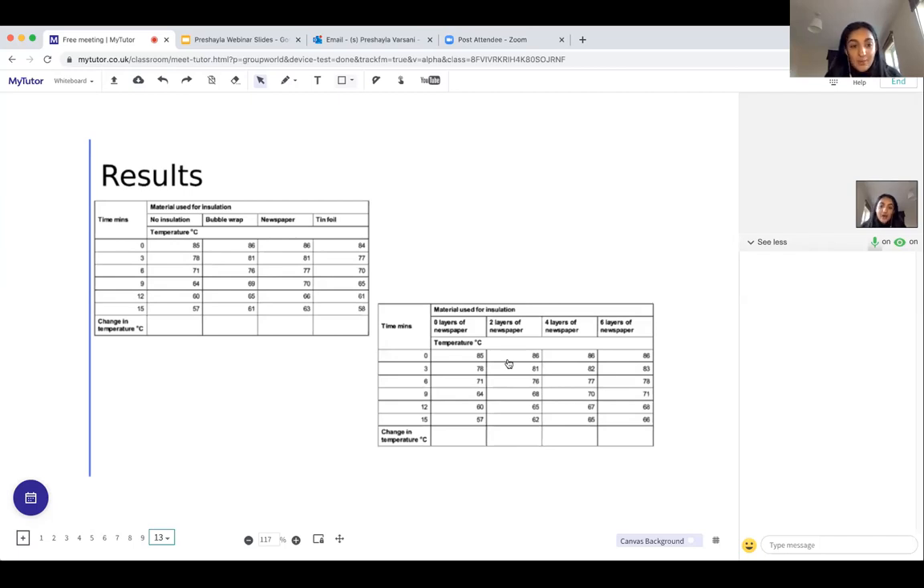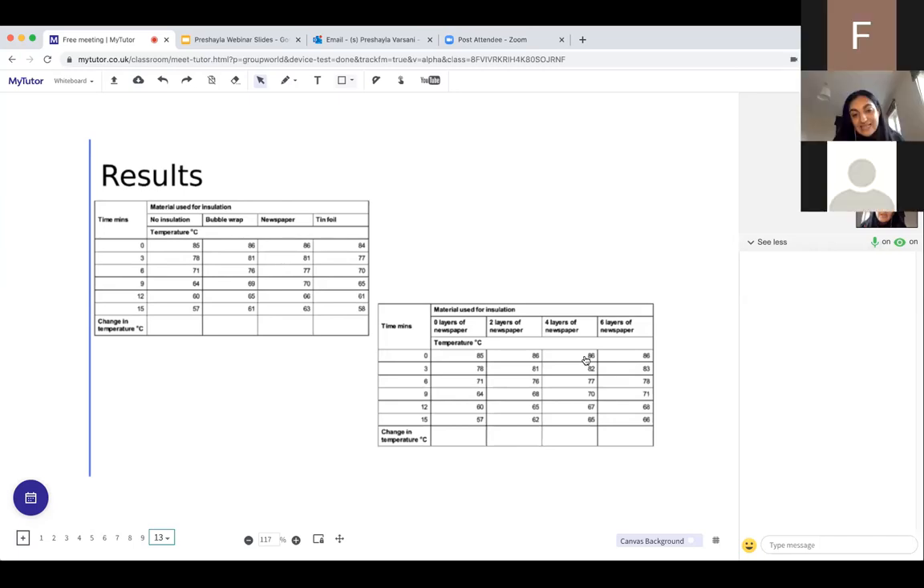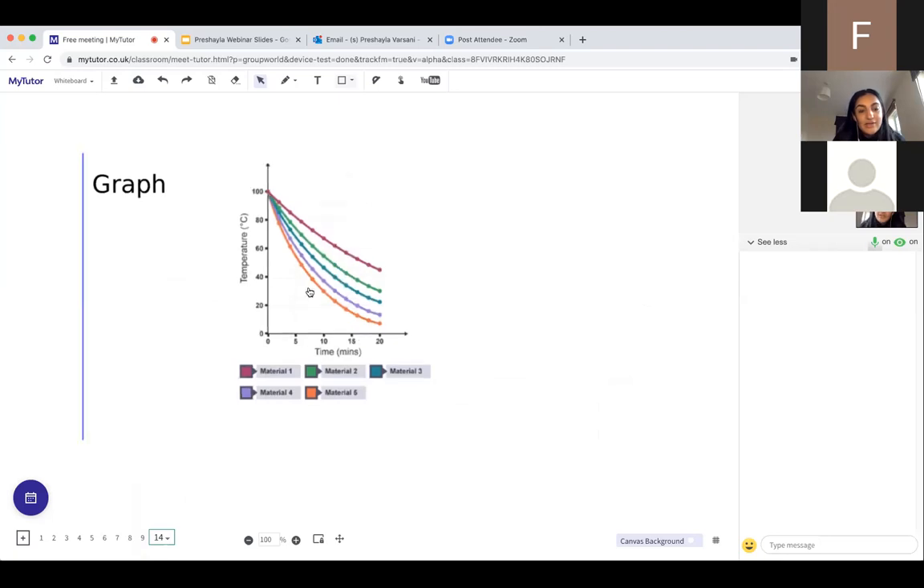Second part, same kind of thing, but instead of different materials, different thicknesses, so 0 layers, 2 layers, 4 layers, 6 layers, same time intervals, same temperatures. Then we go on to our graph. So our graph is going to look something like this.